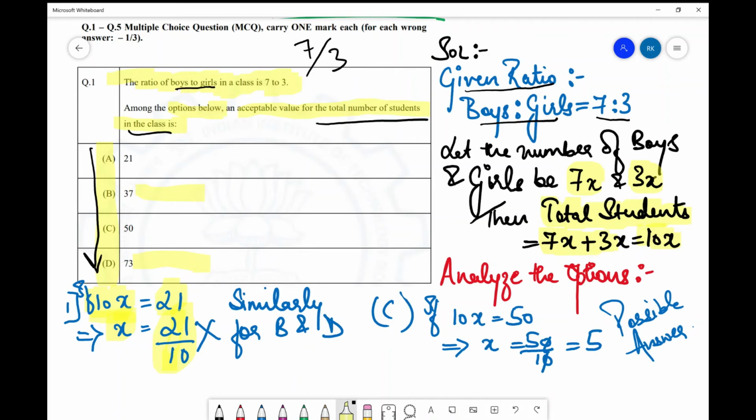But if we check option C over here, then when I equate 10x with 50, I get x equals 50 by 10, which is 5. So in this case, if I use x equals 5 and find the number of boys and girls, then the number of boys would be 7 into 5, which is 35. And similarly, the number of girls would be 3 into 5, which is 15. Hence, this could be a possible answer. So the answer for this question is option C. So I have tick marked the C part.